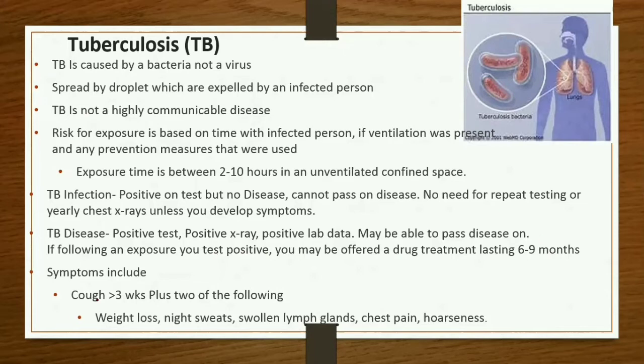Then the symptoms of this disease. The first one is a cough lasting near about 3 weeks. Then weight loss, night sweats, swollen lymph nodes, chest pain, and hoarseness. These are the different symptoms of tuberculosis. This is about TB, that is tuberculosis.